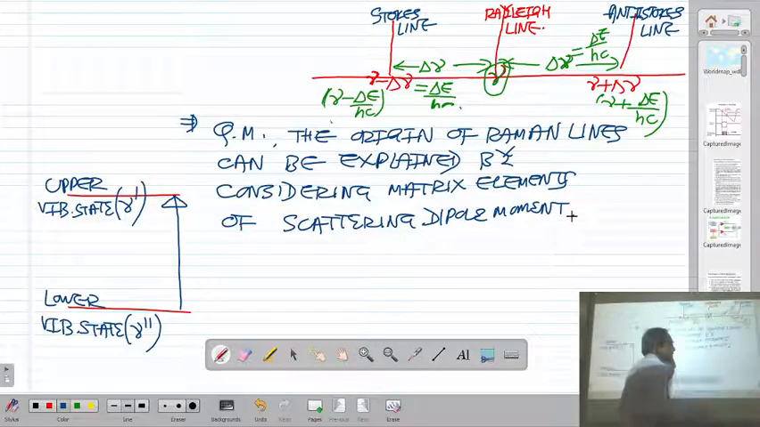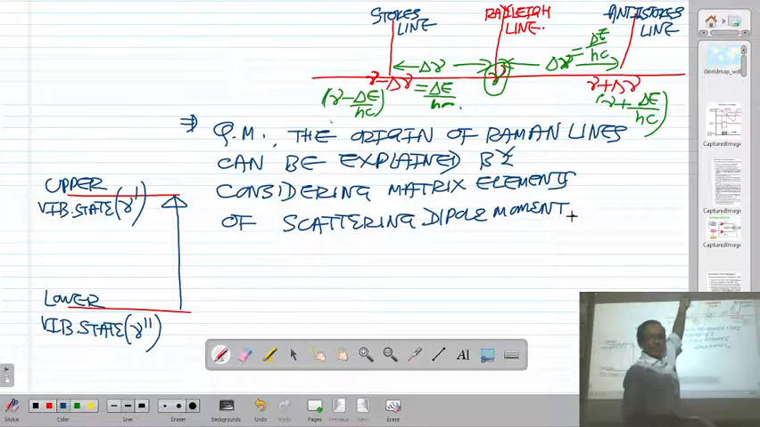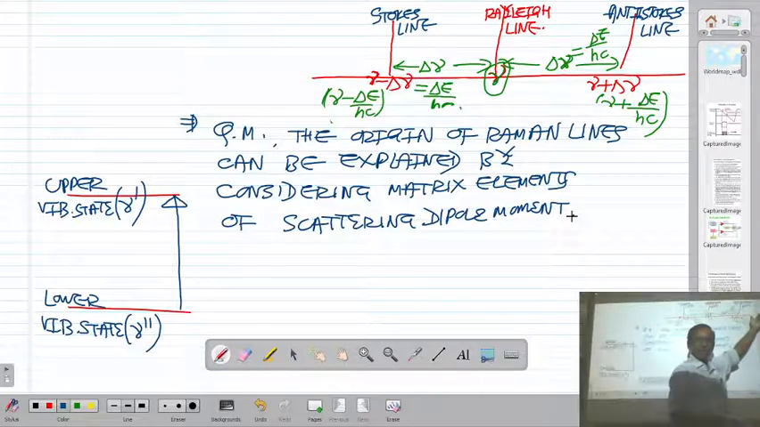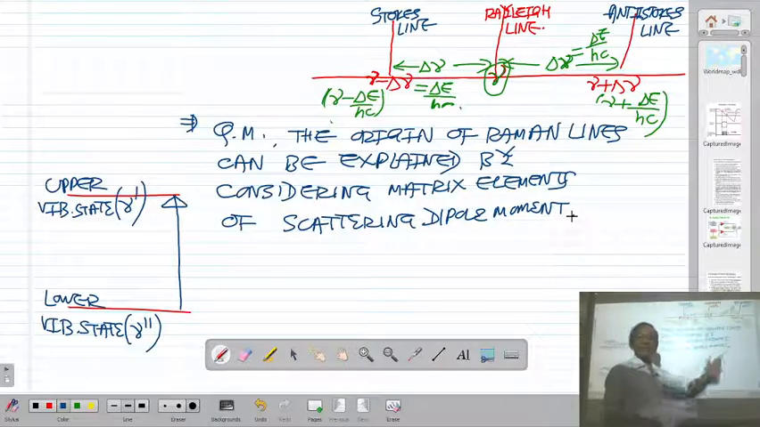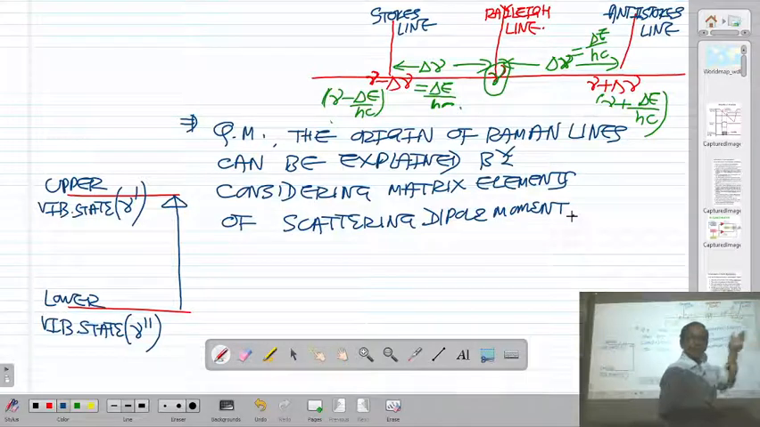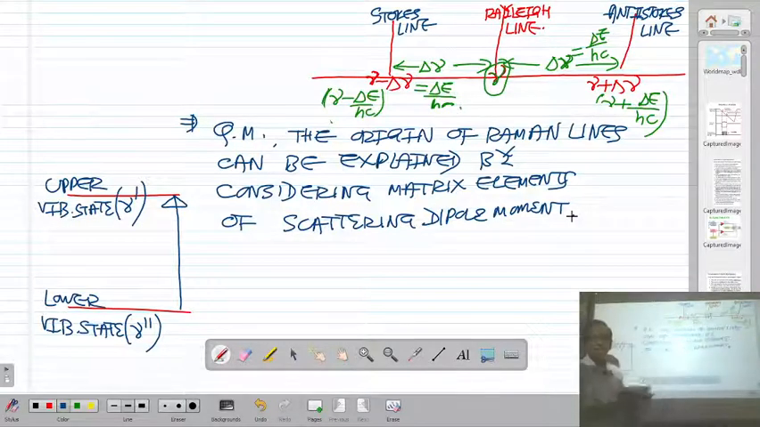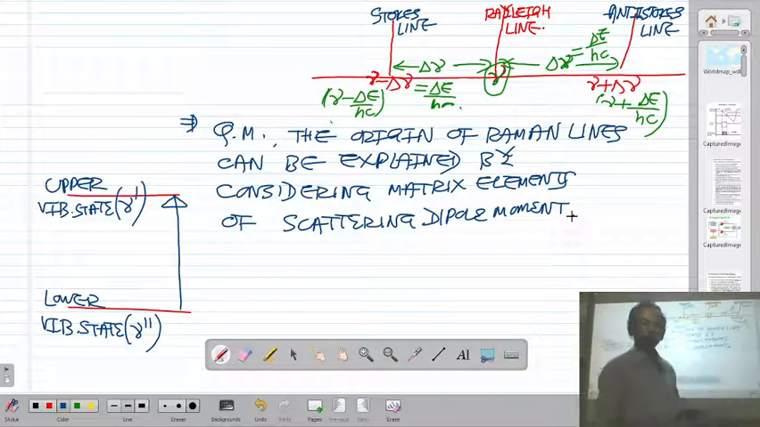According to quantum mechanics, the origin of Raman lines, that is, why we get the Stokes line and the anti-Stokes line, can be explained if we consider the matrix element of the scattering dipole. So I will write the equation of the matrix element of the dipole and then we will stop. We will discuss that in the next lecture.